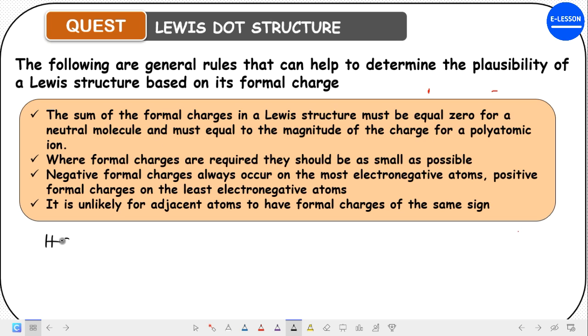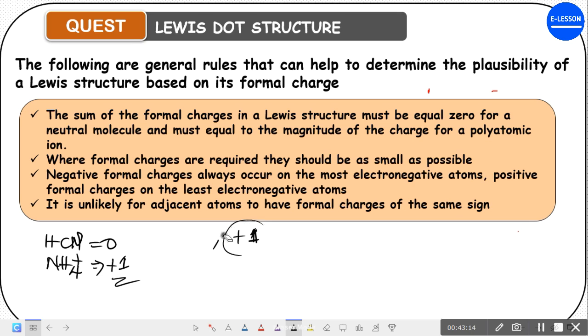So if I give you a neutral atom, let's say ACN, all the formal charges must be equal to 0. But if I give you something like this, it means the formal charges should be equal to what? Plus 1. Are you getting it? Take note of this. Where formal charges are required, they should be as small as possible. So if formal charge is present, they should be as small as what? Possible. If you have an atom with a formal charge of plus 2 and another with a formal charge of plus 1, the one with plus 1 should be taken as compared to plus 2.